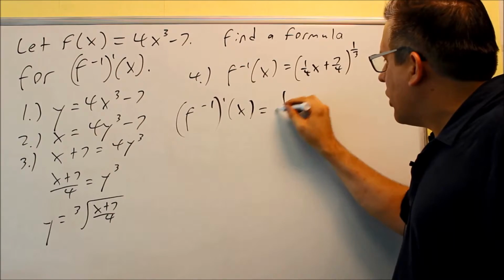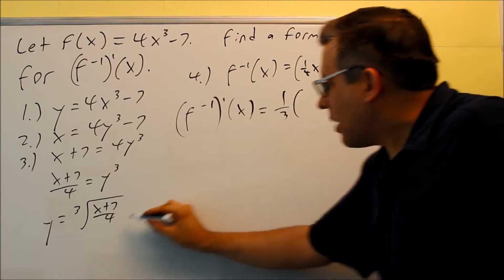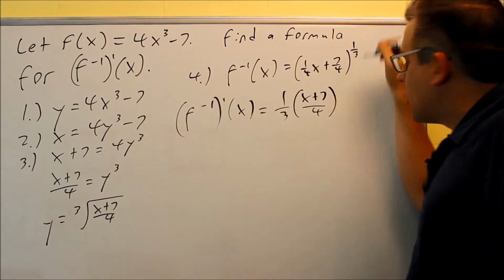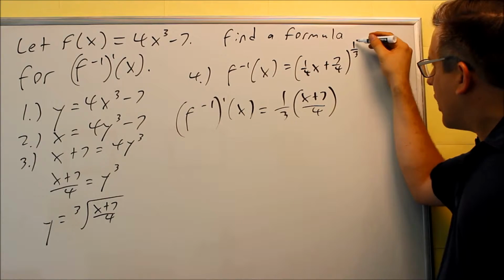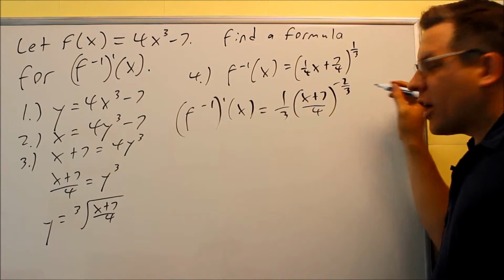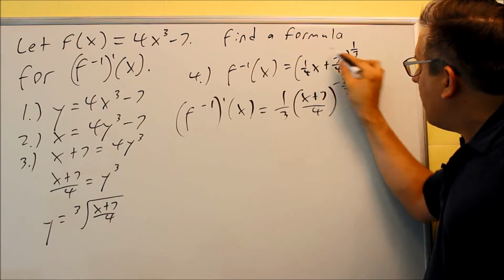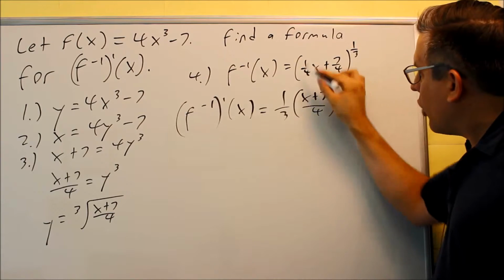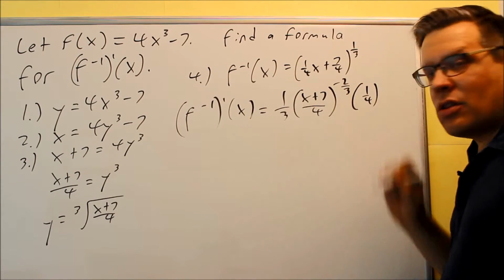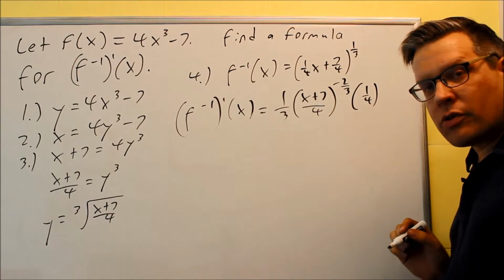So what happens is the 1/3 is going to come down. This inside part I'm going to write as the original one, x plus 7 over 4. Subtract 1 from the exponent, so 1/3 minus 3/3 is negative 2/3. Don't forget to multiply this by the derivative of the inside because we're doing chain rule here. That's why I wanted to write it in this form. When I do the derivative of the inside there, I just get the number in front of the x. So the derivative of 1/4 x is just 1/4.